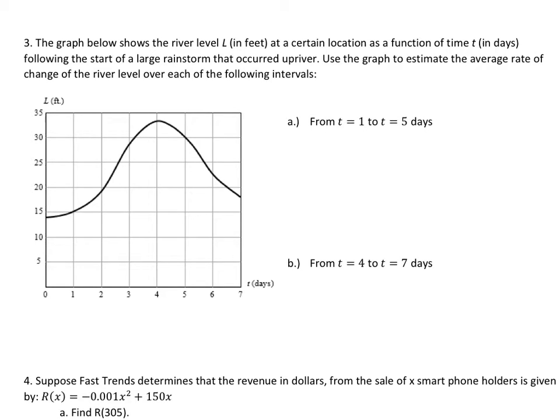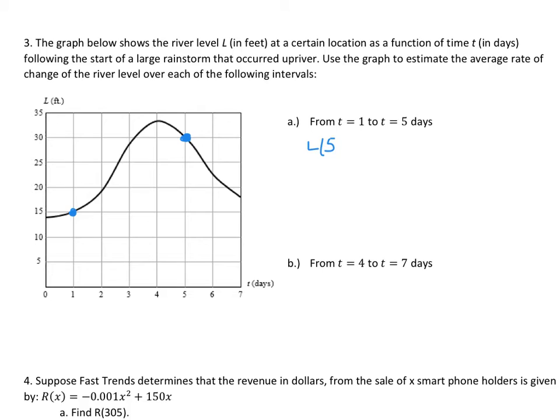Let's begin by marking those points on the graph here. So at time t equal 1, we're talking that point right there, and the output at time t equal 1 for L is about 15. So we have 15 feet is the river level at day 1. And then at time t equal 5, if we look at that graph, the L, the function value there is 30.